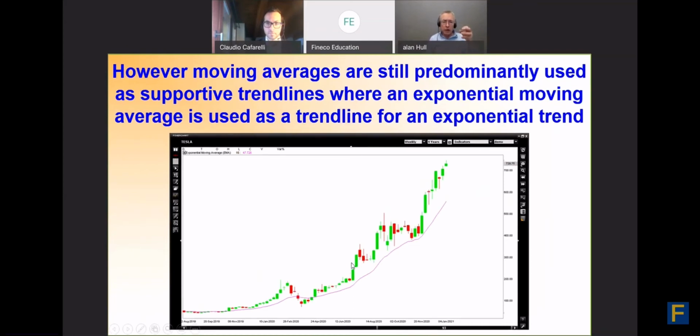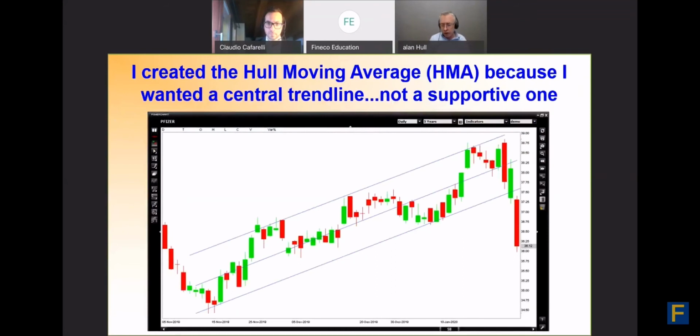So that's where it brings us up to today. Why the Whole Moving Average? I created it in 2005, and what I actually wanted was a central trend line. So it was completely different from everything else there was. It wasn't another form of weighted moving average. What I wanted was a line that would sit right in the middle of the price activity, as you see with this center line here in this channel.